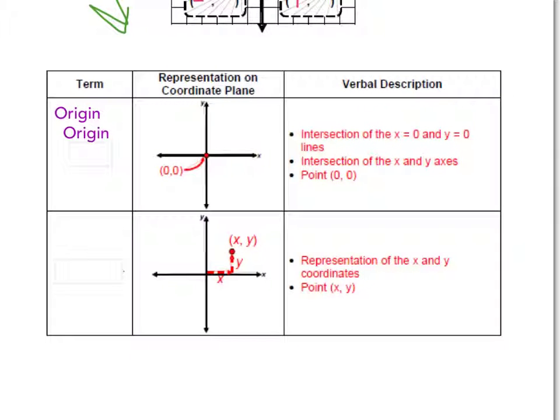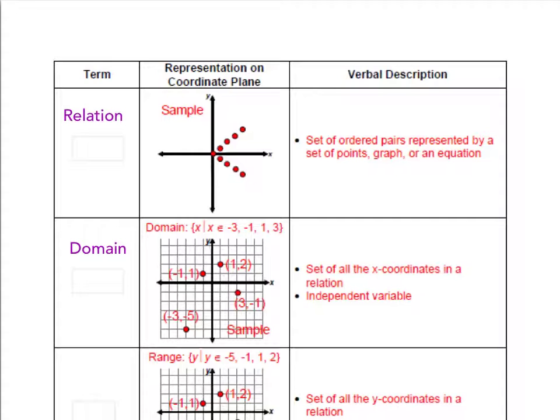Okay, so what we have here is the origin. The origin is the point that is the center of the coordinate plane. An ordered pair is a coordinate. An ordered pair has to have a corresponding x and a corresponding y value. On the next page you have a relation. Basically, a relation is just a set of ordered pairs on a graph.